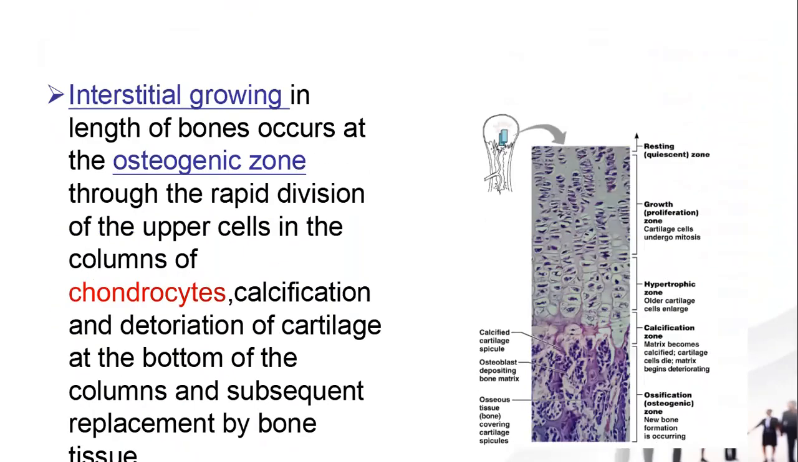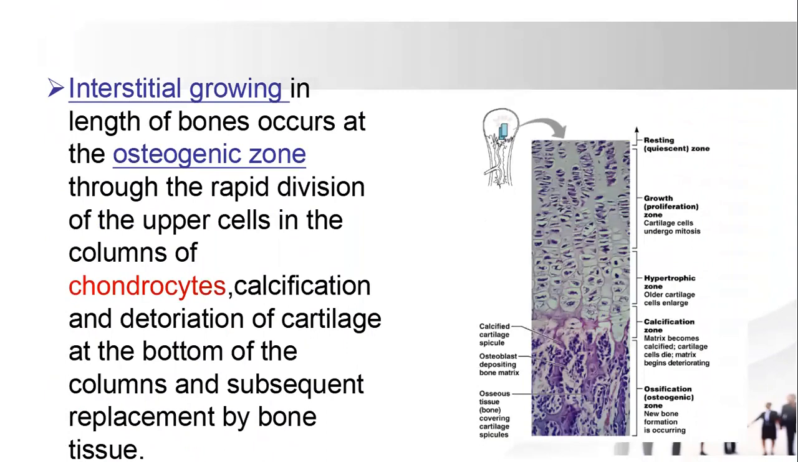So the other one is interstitial growth. This is the growing in length of bones occurring at the epiphyseal plate through the rapid division of the upper cells in the columns of chondrocytes. Chondrocytes are the cells forming the cartilage. Then calcification and deterioration of cartilage at the bottom of the columns and subsequent replacement by bone tissue. So this is something which keeps on growing. Let's use this diagram here to describe the same.